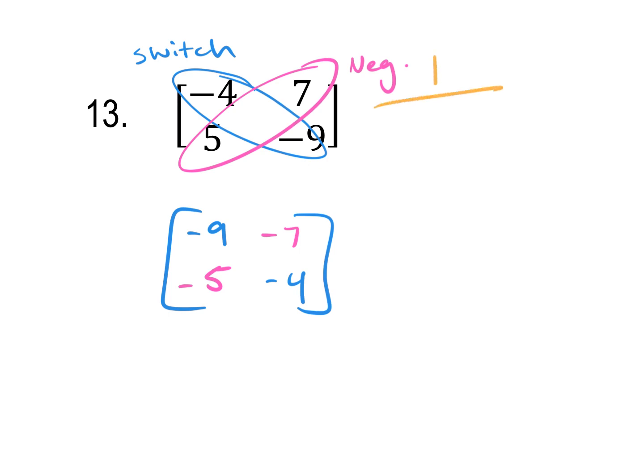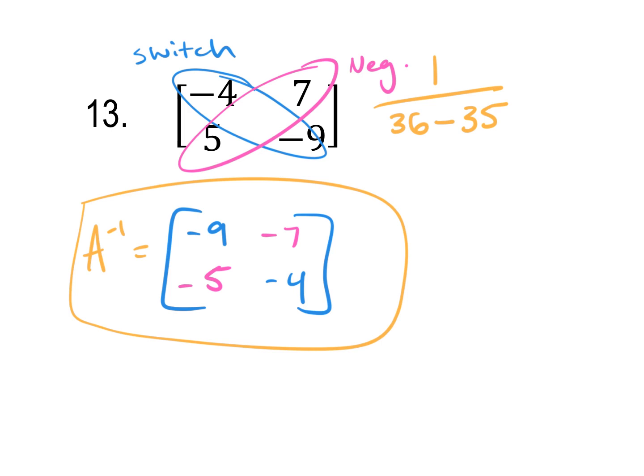So that would be majors minus minors. So -4 times -9 would be 36. Minus 5 times 7, 35. 36 minus 35 is 1. So if we multiply this by 1 over 1, what does that give us? 1. So it's the same thing. So our inverse matrix would be -9, -7, -5, -4.